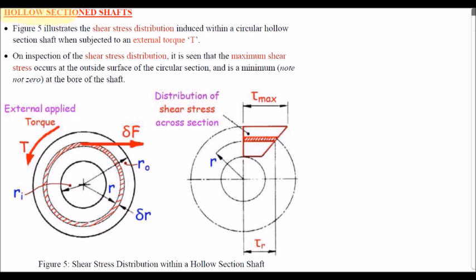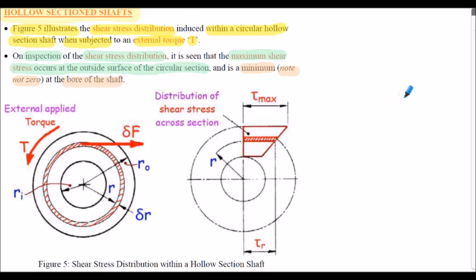Let's consider hollow section shafts. Now figure 5 below illustrates the shear stress distribution induced within a circular hollow section shaft when subjected to an external torque, again capital T. On consideration of the shear stress distribution, it's seen that the maximum shear stress still occurs at the outside surface of the circular cross section, and now there is a minimum, note it's not zero, shear stress at the bore of the shaft.